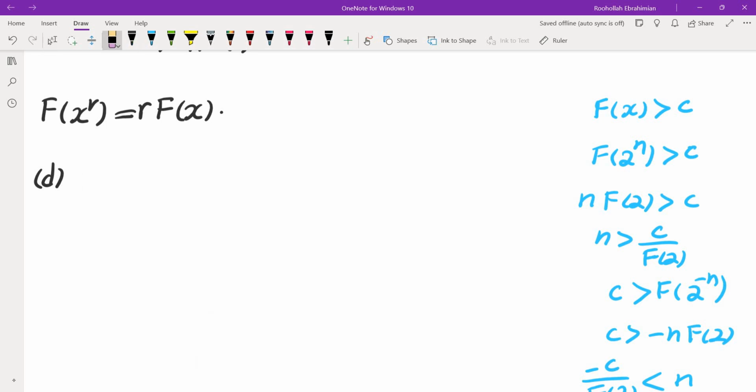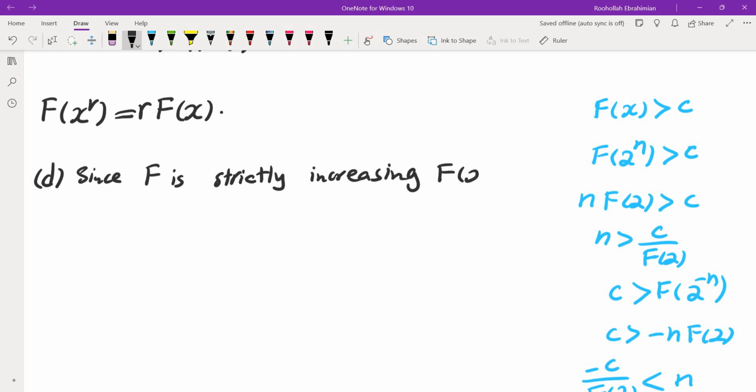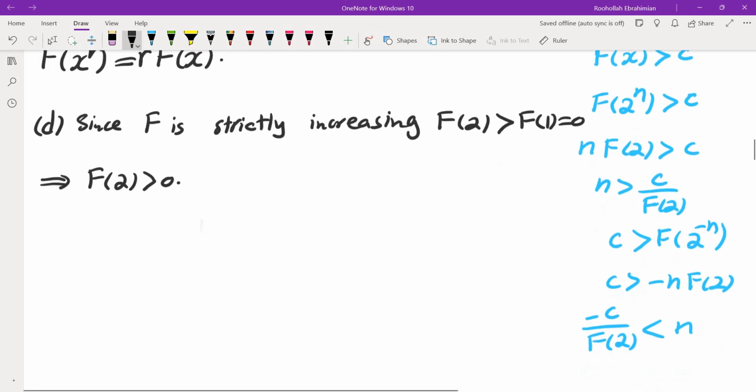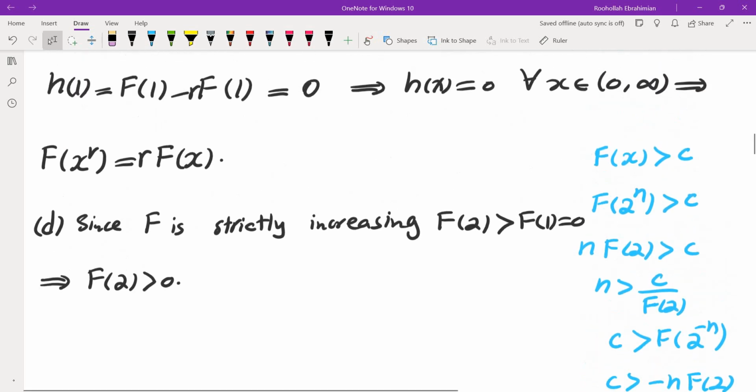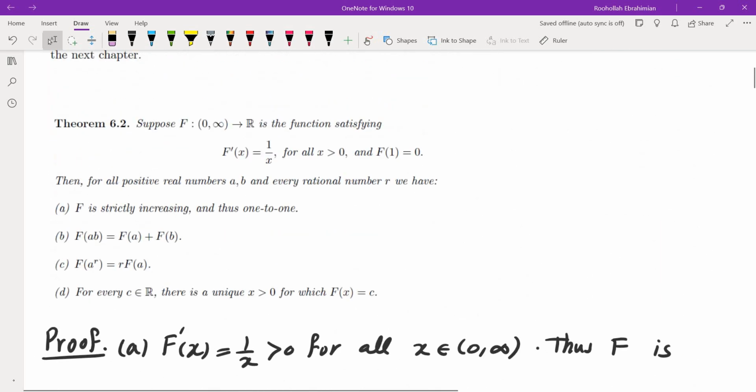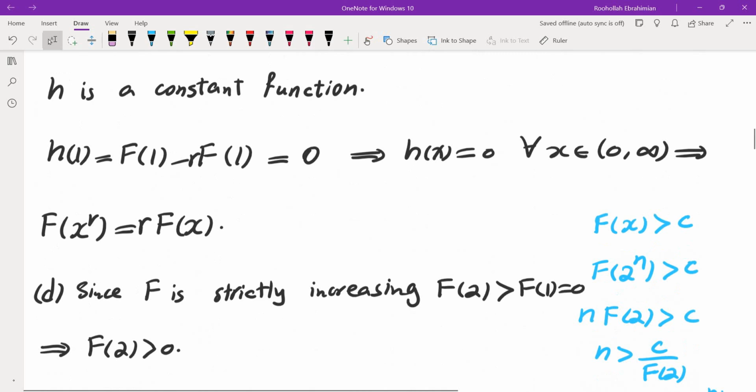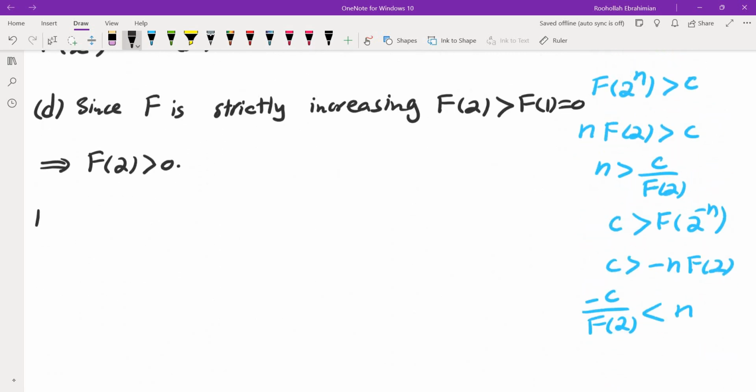Okay, first of all, I'm going to show that f of 2 is positive. So since f is strictly increasing, f of 2 is more than f of 1, and f of 1 is 0. So that means f of 2 is positive. Okay, so on this side, we assume that c is a real number. So we're going to use the Archimedean property.